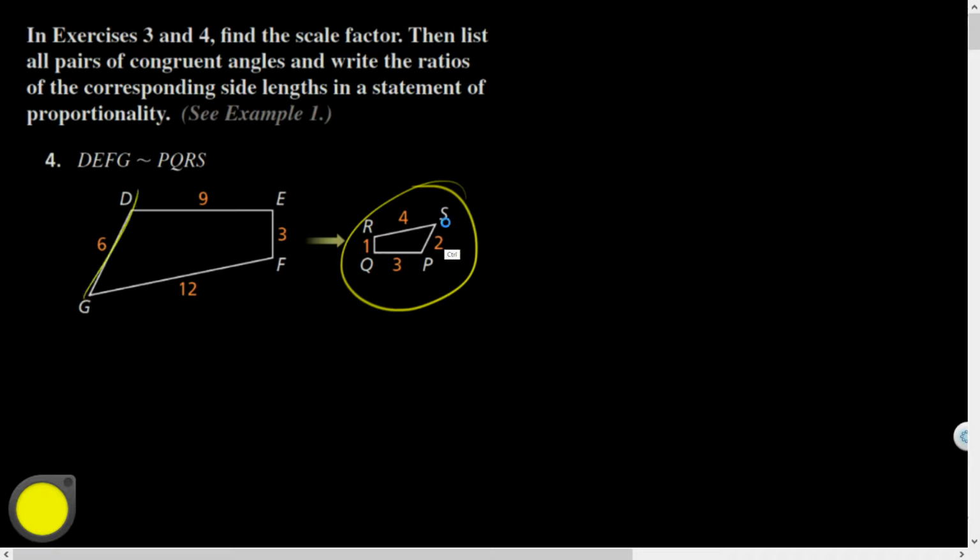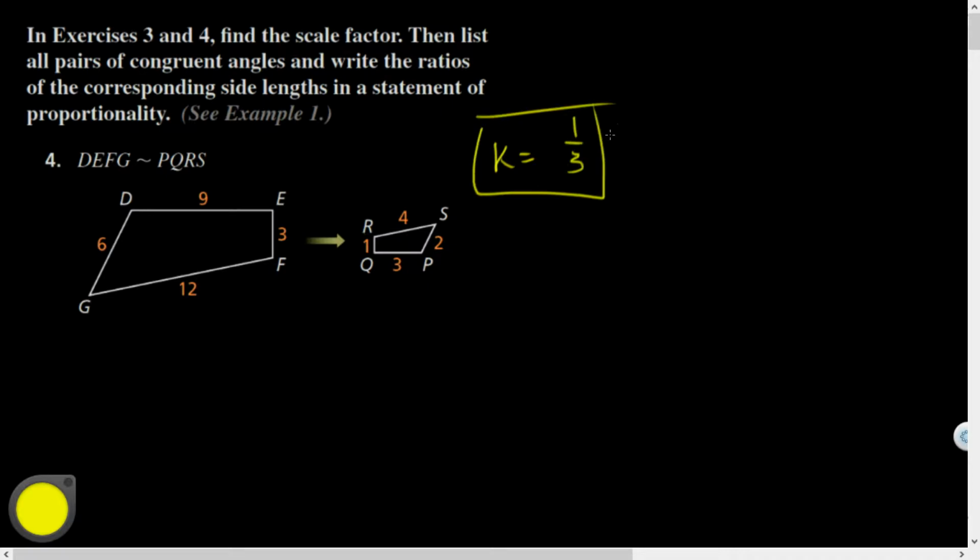Oh, this one they done tricked us here. I believe DG is going to correspond to this SP one. Yeah, they'd be sneaky. All right, so it says find the scale factor. So the scale factor K is the ratio of any two corresponding sides where I take the new compared to the old. So I'll just do the, 1/3 is the scale factor. All of the sides are then going to be 1/3, so 9 divided by 3 is 3, 12 divided by 3 is 4, 6 divided by 3 is 2.